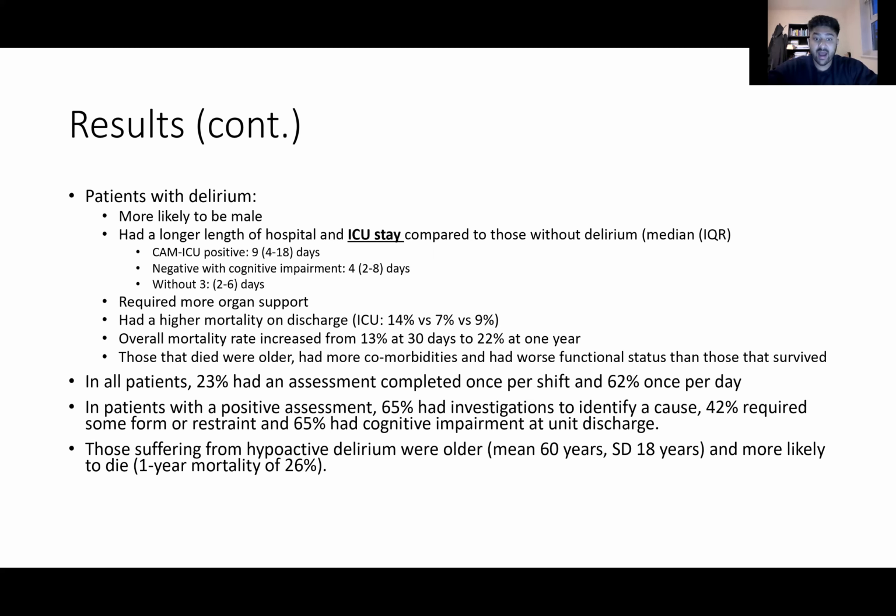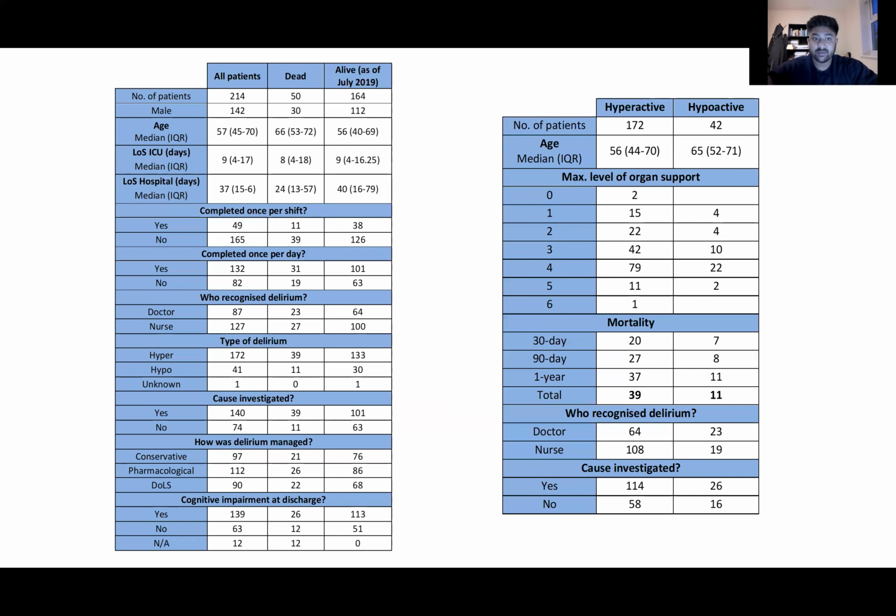Now, those suffering from hypoactive delirium, we noticed, were older and they were more likely to die, and their 1 year mortality was 26% compared to 22%. This is a quick slide just to look at the division of what the hyperactive and hypoactive delirium shows, and also patients that were alive versus dead at the end of their hospital stay, to look at what changes and what number of assessments were done.